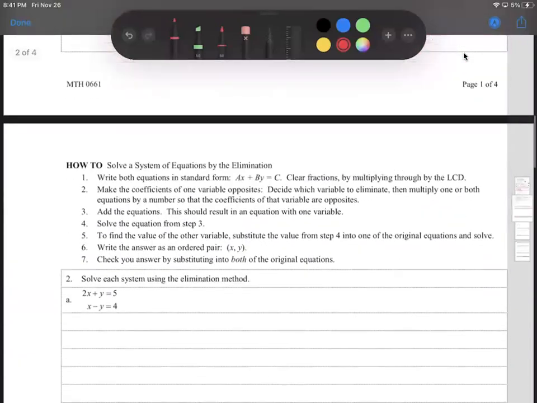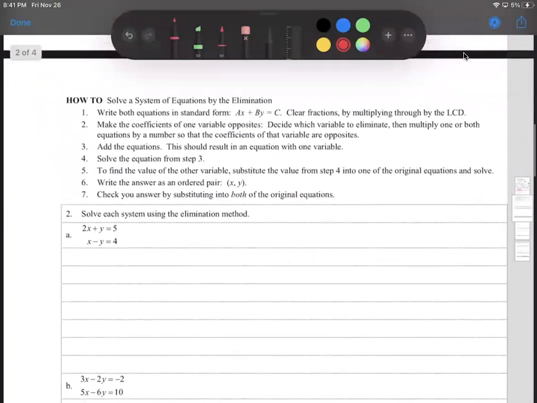We're not gonna do you try one. Now we're going to solve the system of equations using elimination. Here are the steps. First step, we want to write both equations in standard form. You need to write both equations in the form ax plus by equals c. If you have any fractions, make sure you clear the fractions by multiplying through by the LCD.